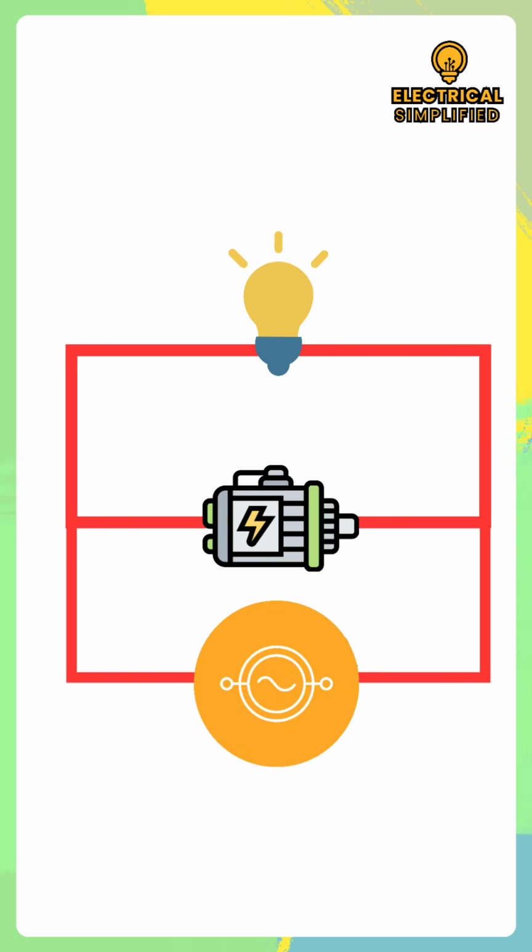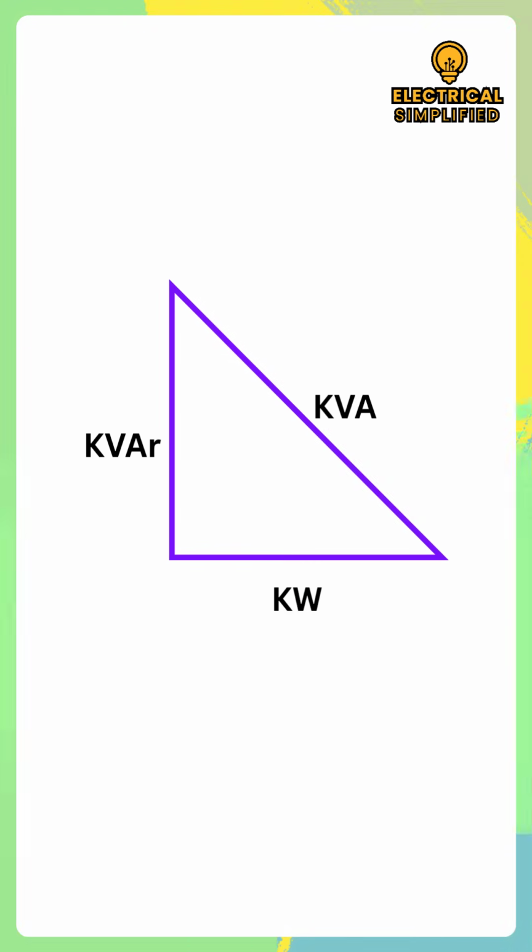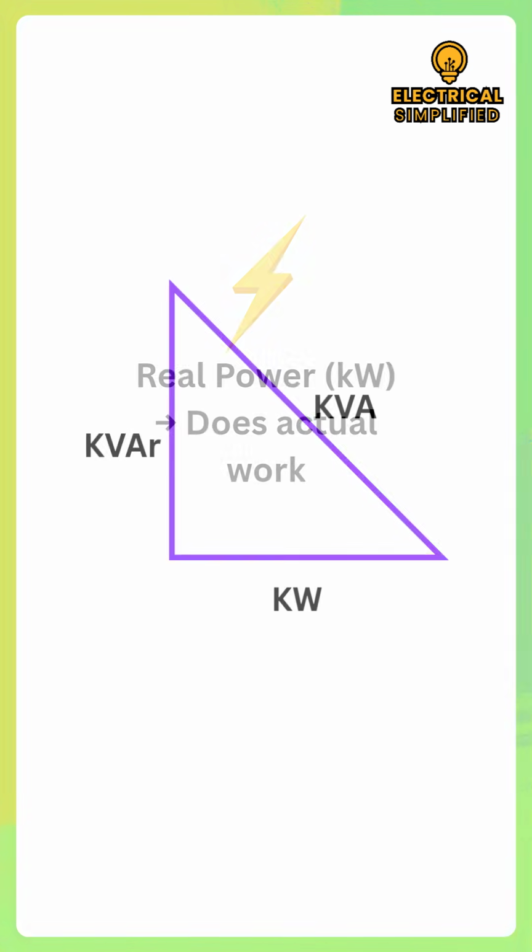Electrical power is simply the rate at which electrical energy is converted into another useful form, such as mechanical power in a motor or light in a lamp. In AC systems, power is divided into three components.